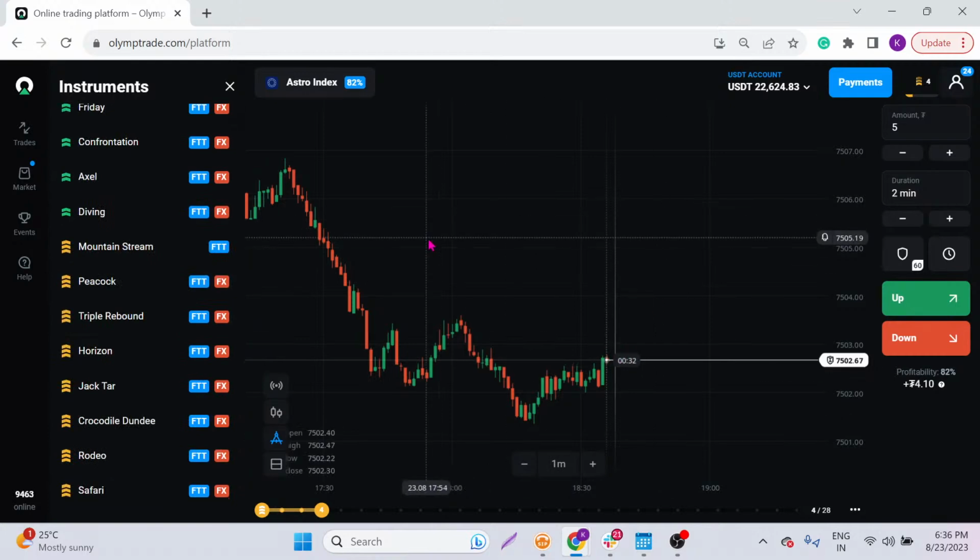Now, from all these, one of my favorite strategies, which I really enjoy using in my trading, is Jack-Tar strategy.